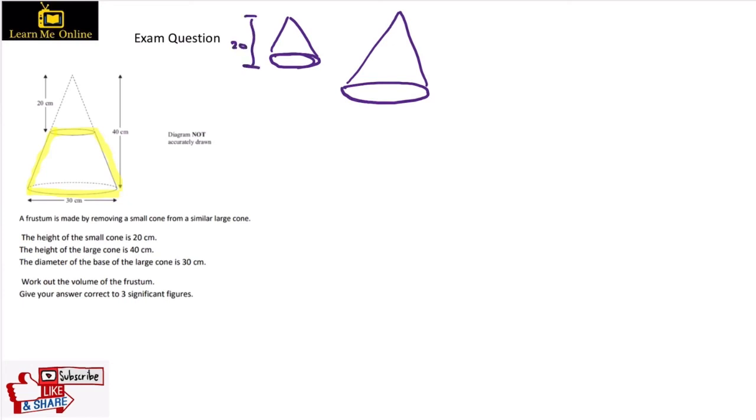So this is 20 centimeter here. The height of the bigger cone is 40, so I'm going to write down it's a 40 centimeter here. Once you have got the height of the smaller and the bigger one, you'll be doing further to find out what you can see.